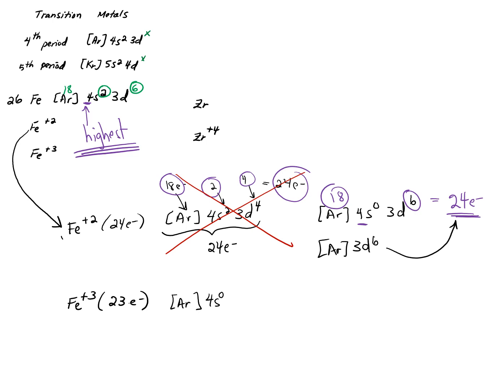The first 2 electrons are being removed from the 4th energy level, which is the highest one. And then to go down to 23, we're going to have 3d5. That's 18 electrons plus 5 electrons. That gives you 23 electrons. So now try to write down the electron configuration for zirconium and zirconium plus 4.